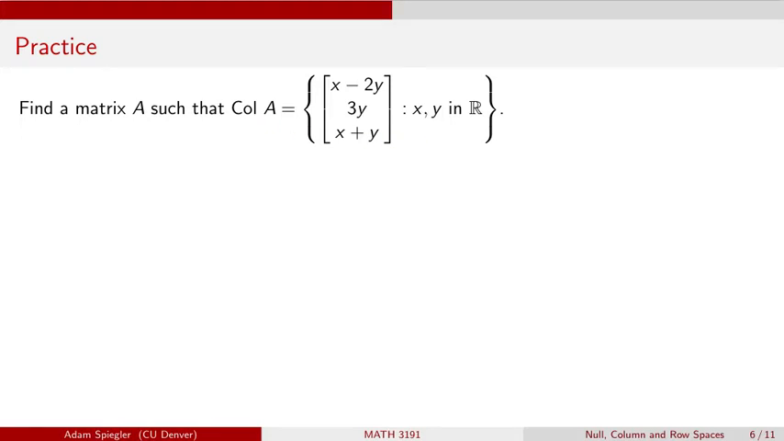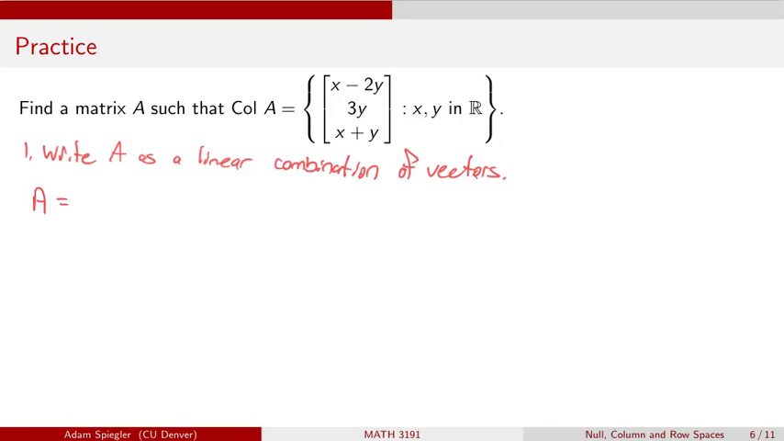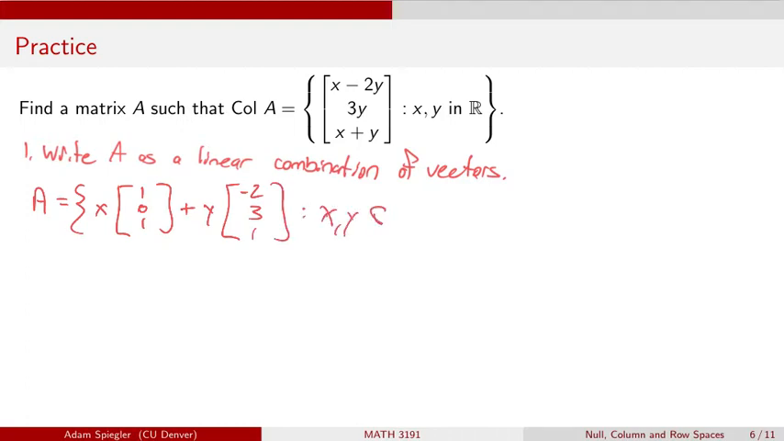So let's do this in a couple of steps. The first step here is let's go ahead and write out the set as a linear combination of some vectors. So for example here, we could go ahead and write it out as X times the vector 1, 0, 1 plus Y times the vector -2, 3, 1, where X and Y are any real numbers.